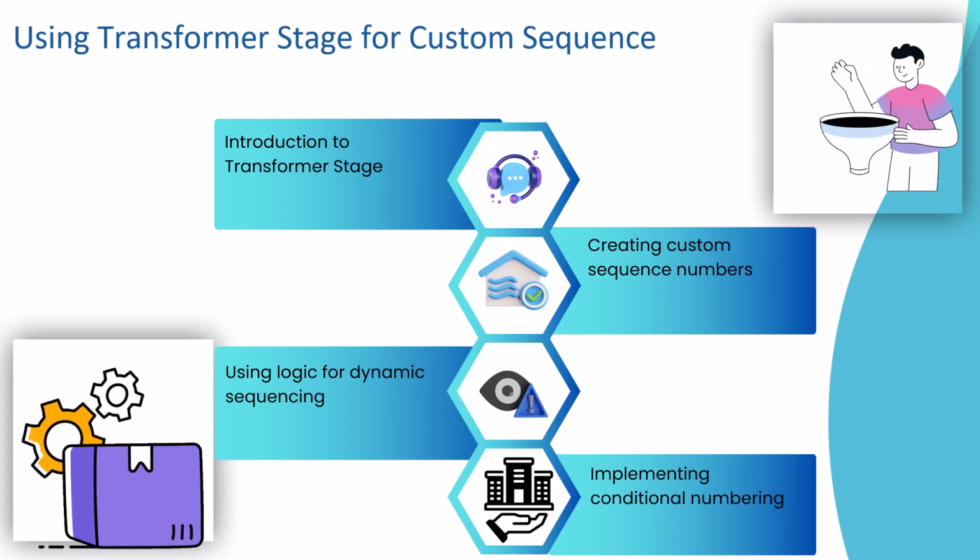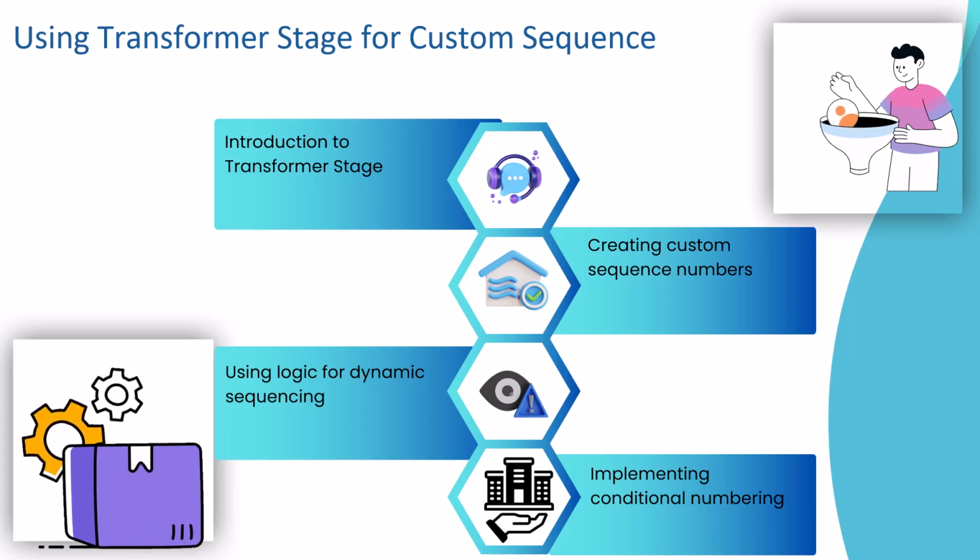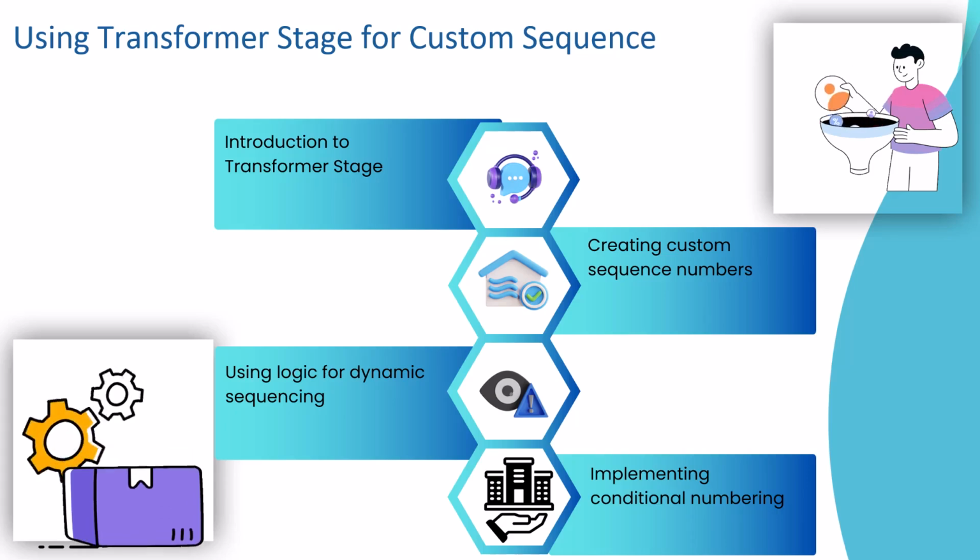The transformer stage gives you full control over sequence numbers. Think of it like an artist's paintbrush. You can define conditions, modify sequences dynamically, and make numbering work exactly as you need it. Let's roll up our sleeves and craft custom sequences with ease.